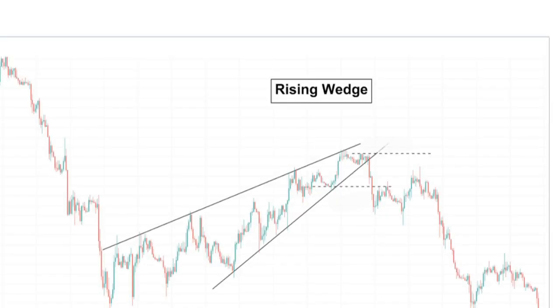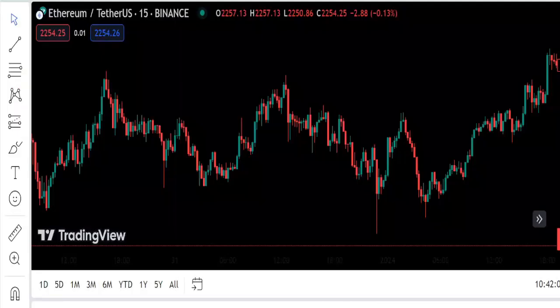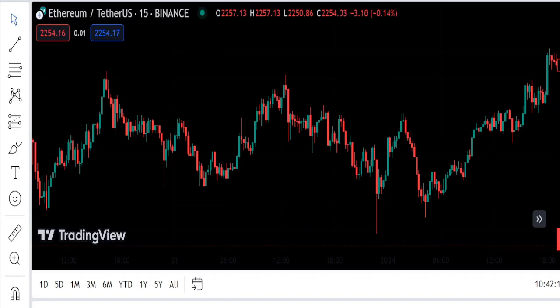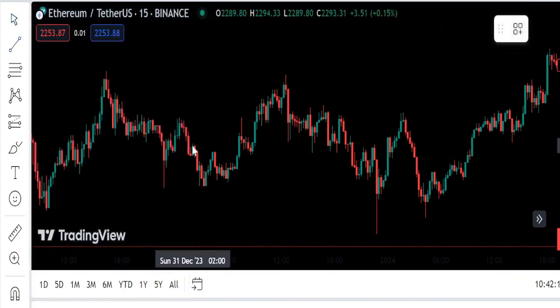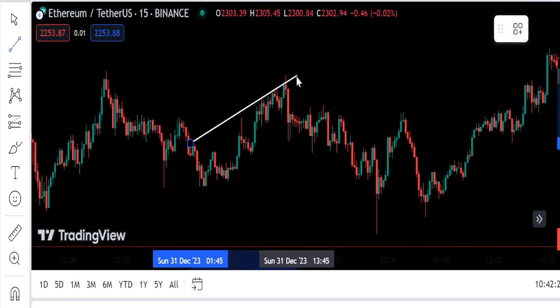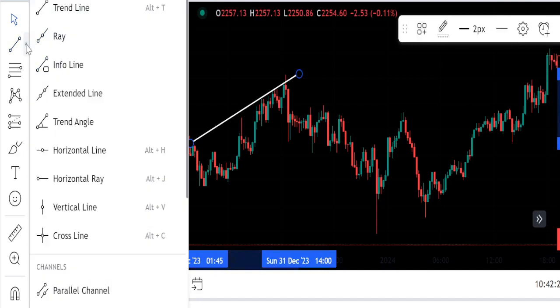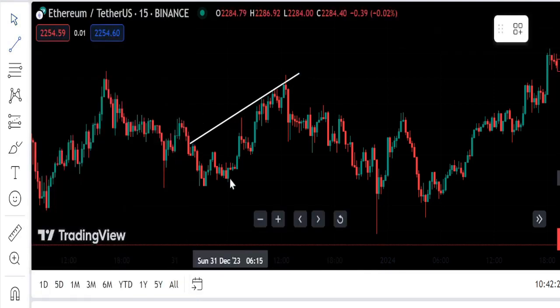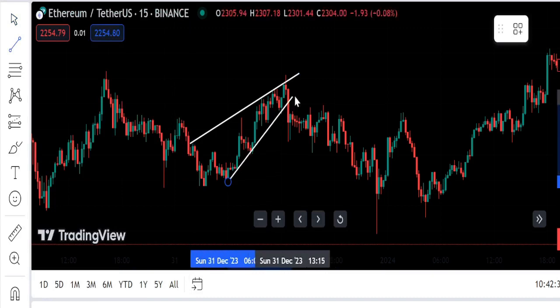Once again, here is an example chart of a rising wedge pattern, but let's talk about this pattern on a real live chart. So let's try to spot our rising wedge here on this pattern. We can say that this is our higher high, and we can also say that this is our higher low, right?